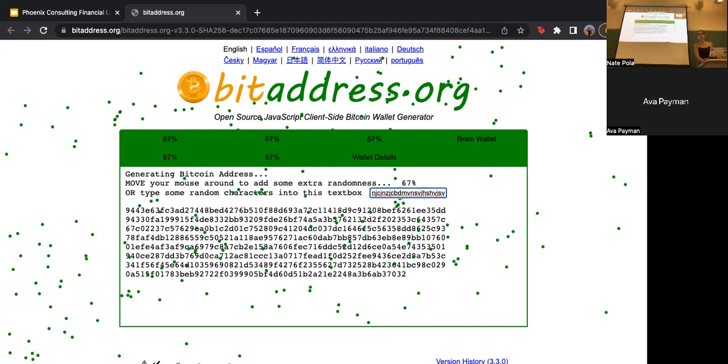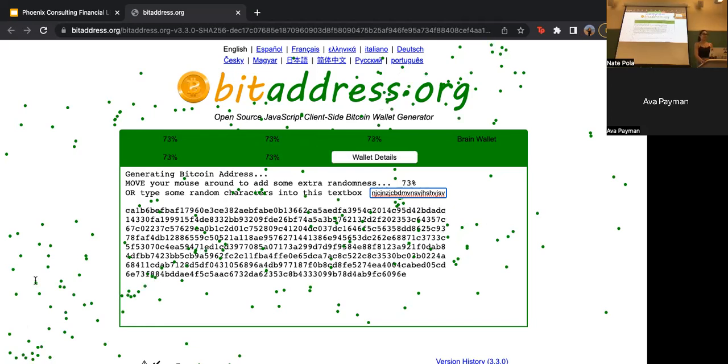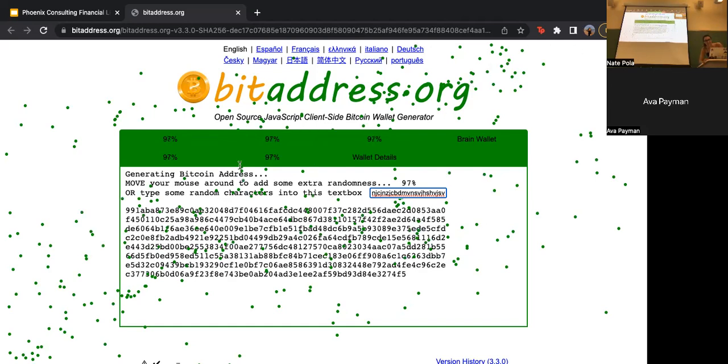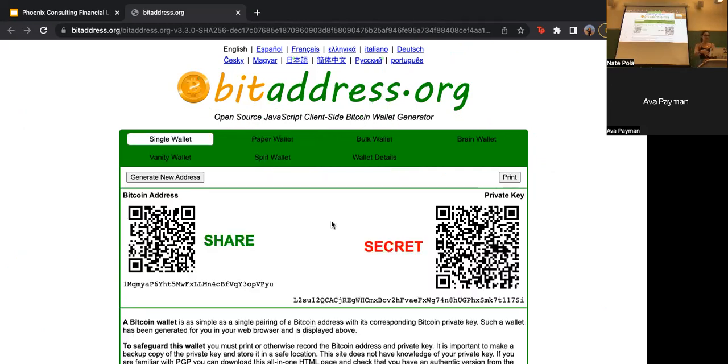Is this working for you guys on your phones? Yeah. Ta-da! It's so fun, you guys. Okay, generate Bitcoin address, and then once you're done, yay, there's my Bitcoin address.